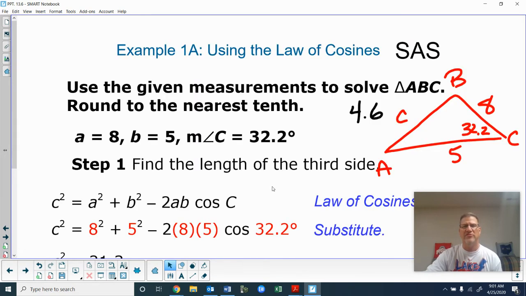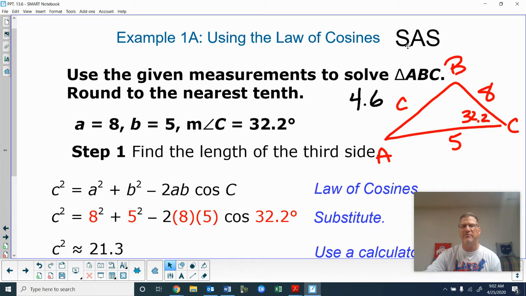All right, so the first situation is side-angle-side. You're given two sides, and side A is 8 units, side B is 5, and the measure of angle C is 32.2 degrees. I drew a picture of it over here, and that would be my suggestion. As you can see, we have a side 8, angle C, and side 5. The angle is in between the two sides.